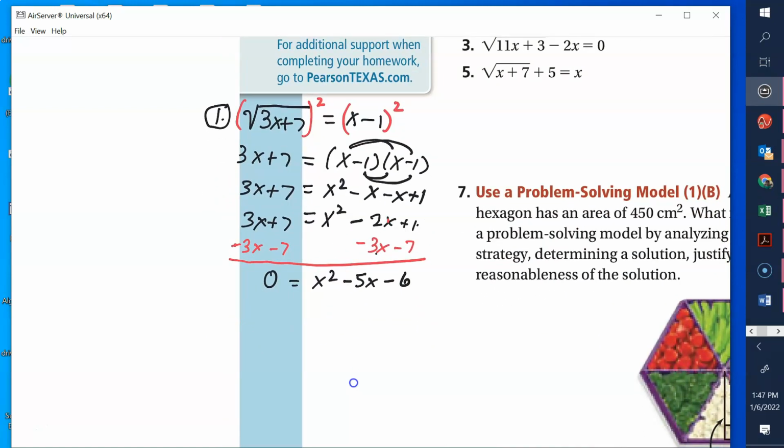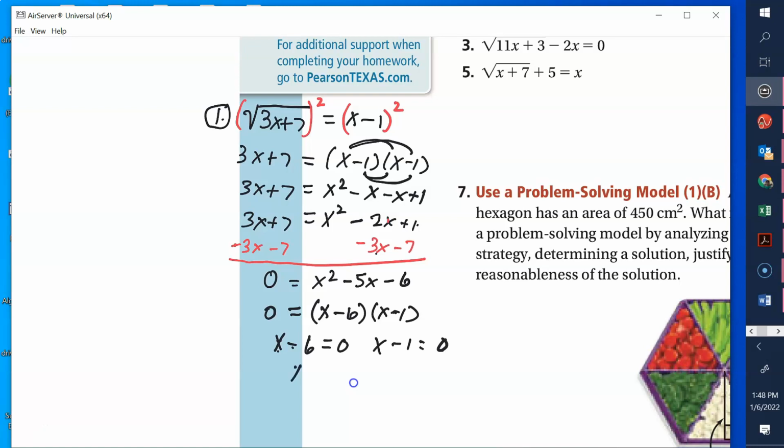We're going to solve this by factoring. What do we have to find the factors of? What are the factors of negative 6 that add up to be negative 5? So you have x minus 6, right? x minus 1. Do you know what we have to do next? x minus 6 equals 0, x minus 1 equals 0.